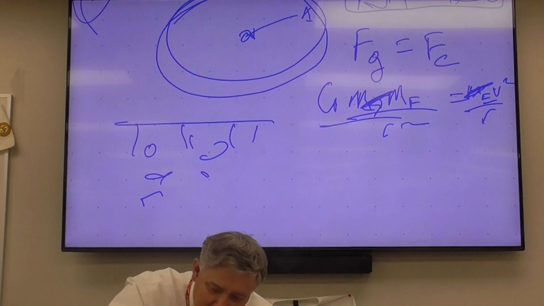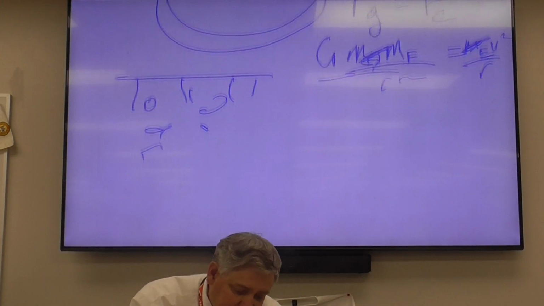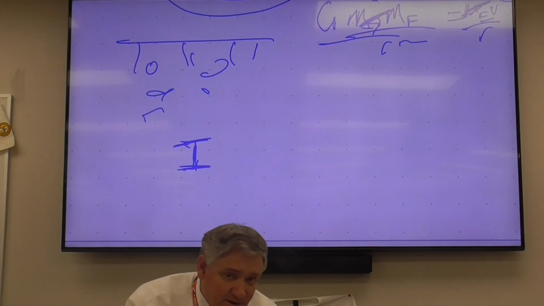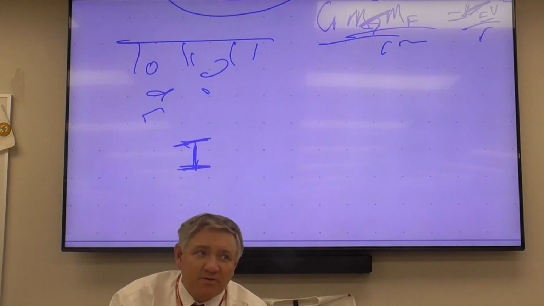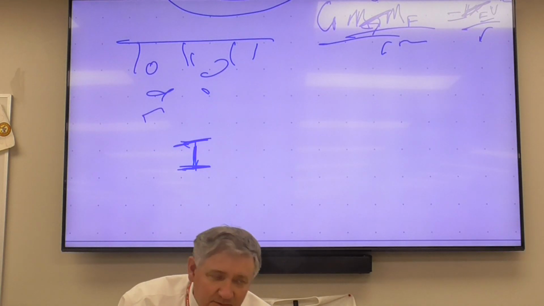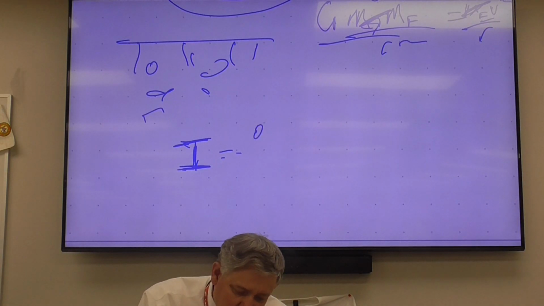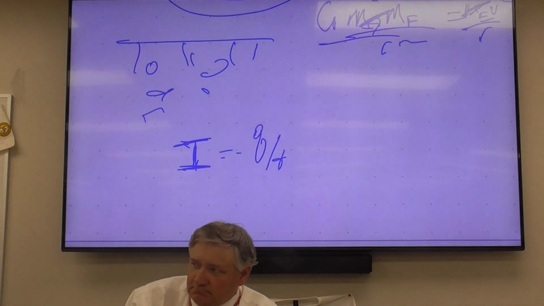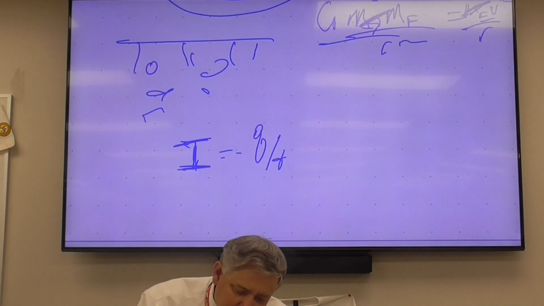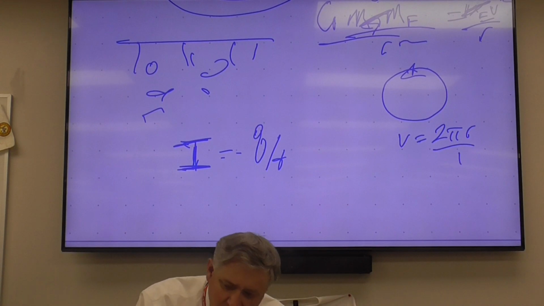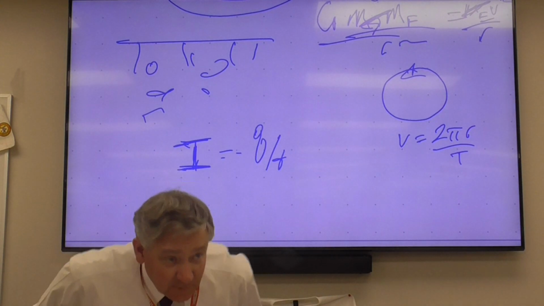Okay, now we're going to go old school. What's the simplest way to calculate current? What are the units for current? Amps, right? And amps are coulombs per second. Q over time, right? Cool with that. Now, if you're in a circle, velocity is 2 pi r over t, correct? Okay, old school.